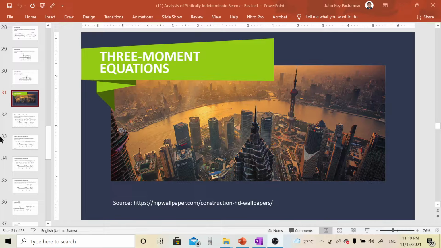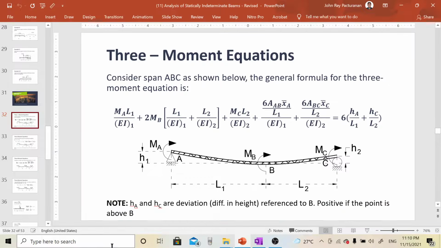Okay? So let's discuss the general formula of the three-moment equation. So if we consider a span ABC as shown below, the general formula of the three-moment equation is this. So ito yung talagang original formula, while I will present three formulas later, but those are just special cases based from this formula. Okay, no?